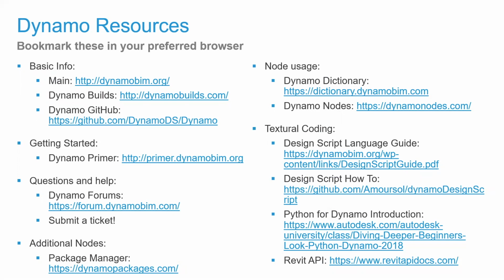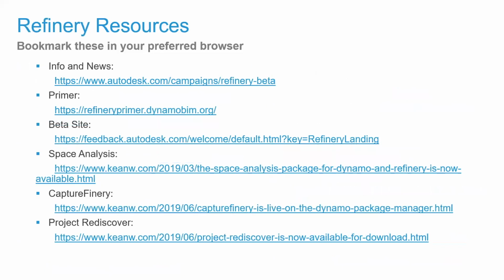So definitely do that. Questions and help, you can go to the Dynamo forums or submit a support ticket. You've also got some additional node documentation or additional nodes available through the Dynamo Package Manager. Those are third-party products. Autodesk doesn't vet them, but they are freely available for your use. We've also got the Dynamo Dictionary, which is dictionary.dynamobim.com, which tells you exactly how to use all your different nodes, as well as dynamonodes.com, which is third party. Again, that's where you go for documentation on those third party nodes, as well as some resources here on textual coding with DesignScript, as well as Python and the Revit API.